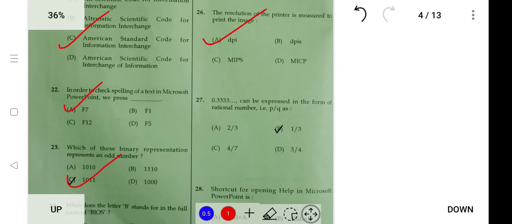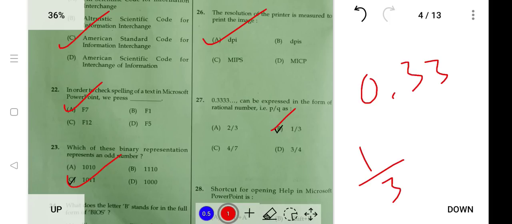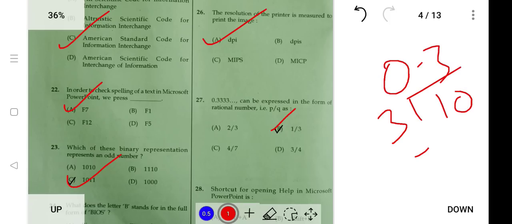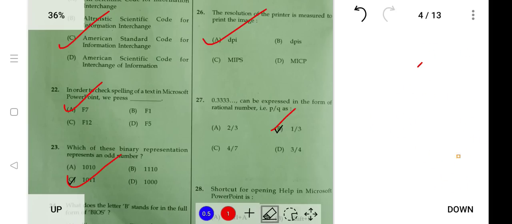Question number 27. 0.33 can be expressed as p by q, same as 1 by 3. q is equal to 0.33 though. 1 by 3 will be exactly 0.33. Divide on the calculator: 1 divided by 3 gives 0.33. So the answer will come 0.33, same as 1 by 3.